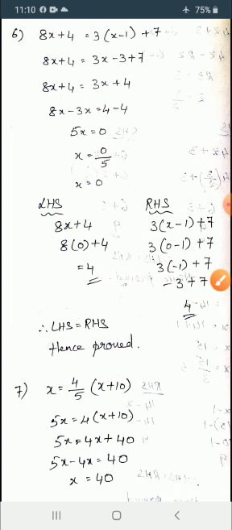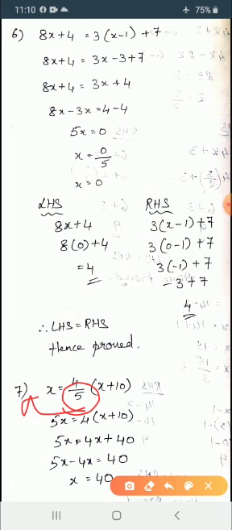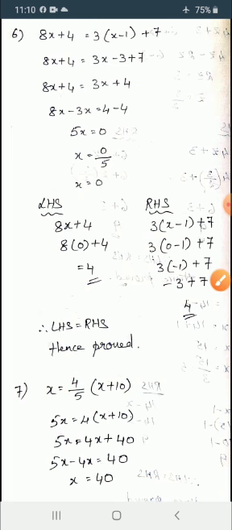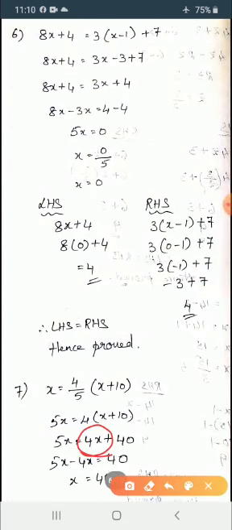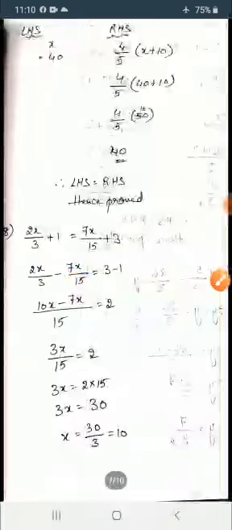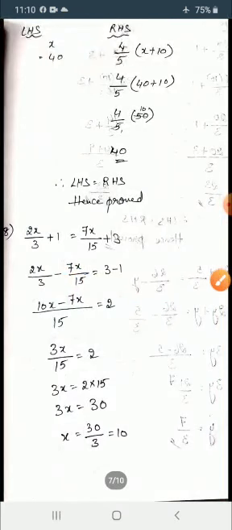So finally I will write hence proved. Next one, here division 5, I send it to the LHS side, it became multiplication 5. Okay, and 5x, this one 4x which is in the RHS side, when you send it to the LHS side, it becomes minus 4x, and x is equal to 40 I got. Okay, now I substituted this 40 both sides in LHS and RHS, and I got the same answer, and finally I wrote hence proved.